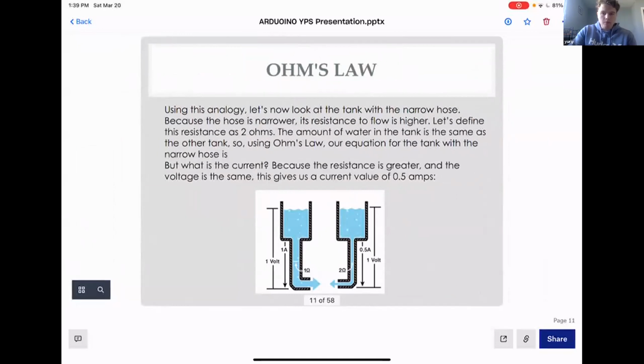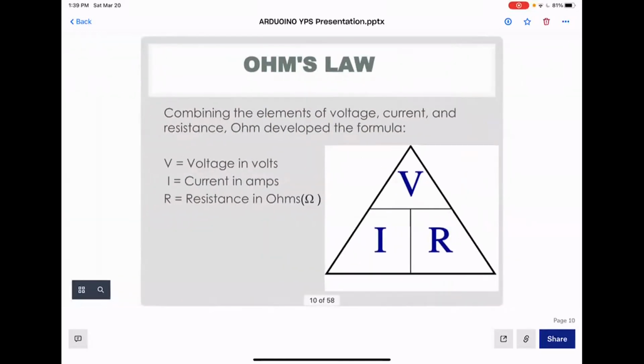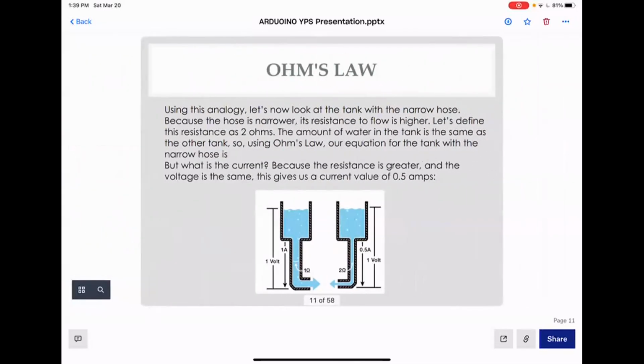So for example, in this tank, we can see the potential is 1 volt and the current is 1 amp. If we only know these 2, you can calculate the resistance, which is going to be 1 ohm. In the other one, you have 1 volt and 0.5 amps, so you go back to the formula, R equals V over I, and it's going to be 2 ohms. I think that's pretty simple, right?